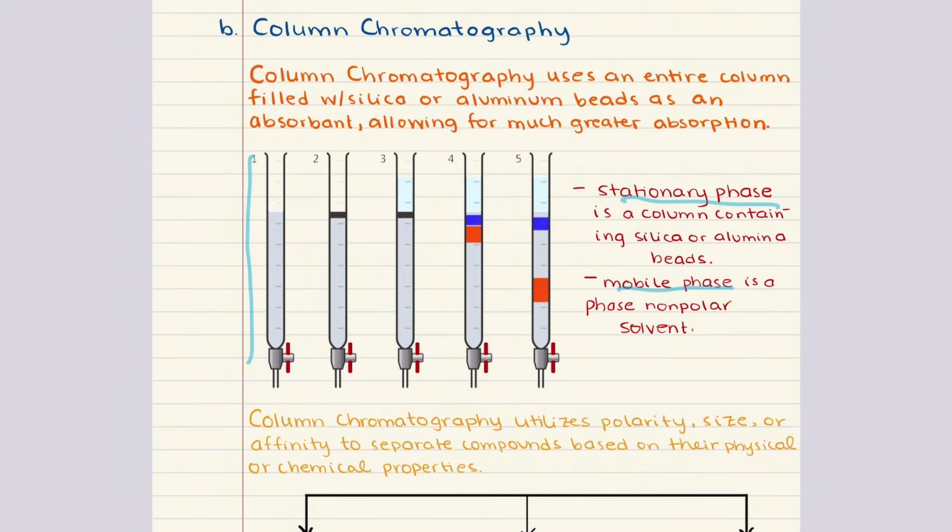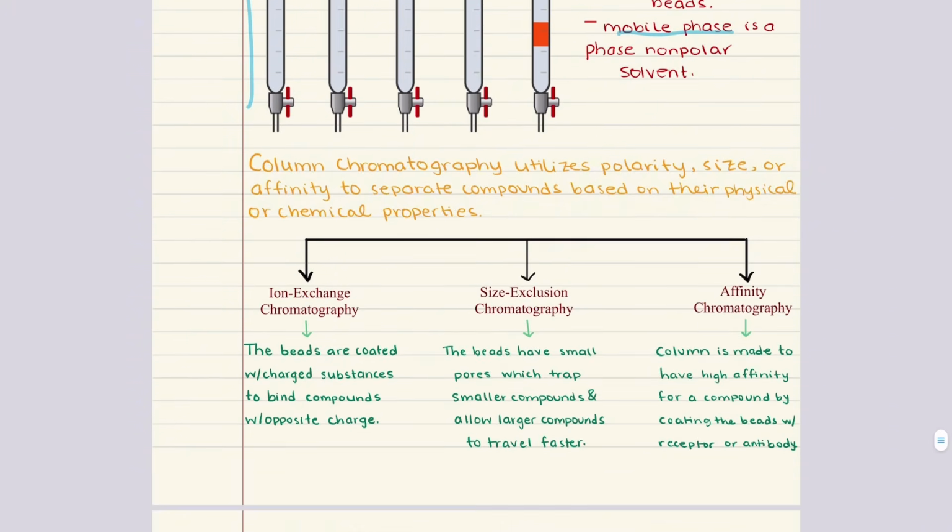Let's break down now the main types of column chromatography that you need to know for the MCAT. The first type is ion exchange chromatography. This uses beads that are coated with charged substances. And these beads are going to bind compounds with opposite charge. So if the beads are negatively charged, they're going to bind positively charged proteins or molecules.